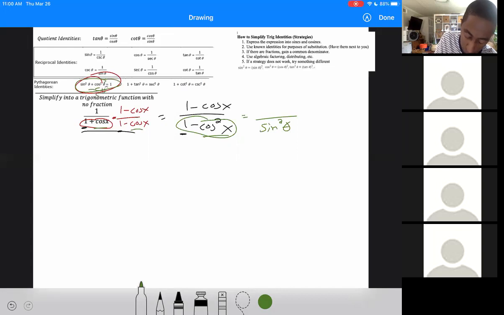Minus x cosine is t. Huh? It's x, not theta. Oh, I keep wanting to use theta. Thank you.